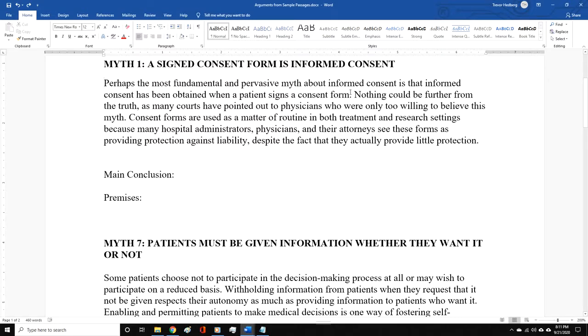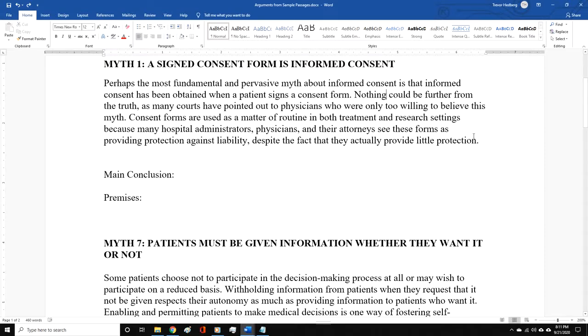Now, immediately following that presentation, we've got this sentence. Nothing could be further from the truth, as many courts have pointed out, physicians who are all too willing to believe this myth. Nothing could be further from the truth is basically a fancy way of saying this view, which is finally here, informed consent has been obtained when a physician finds a consent form. Nothing could be further from the truth. These two ideas are connected. So this is a candidate, potentially, for the concluding idea. Let's see what else they say in the paragraph.